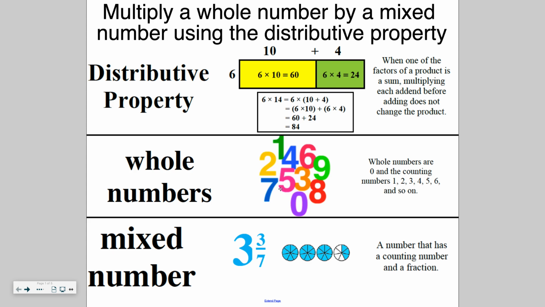So just to refresh your memory, whole numbers are all counting numbers including 0, so 0 and on, 1, 2, 3, 4, 5, 6, and you keep going. And then a mixed number is a whole number and a fraction represented together as one number. And these are usually between two whole numbers. For example, 3 and 3/7 would lie between 3 and 4 wholes.